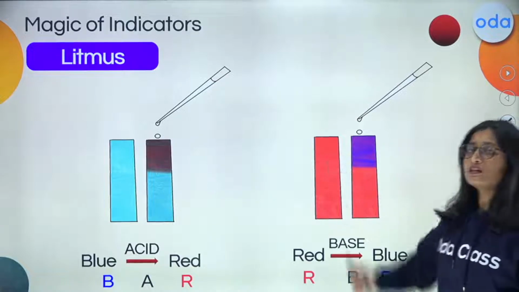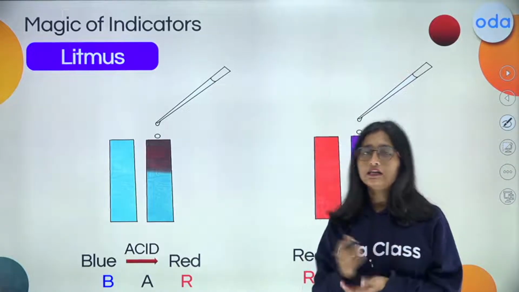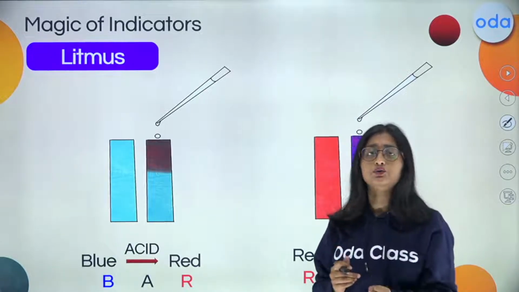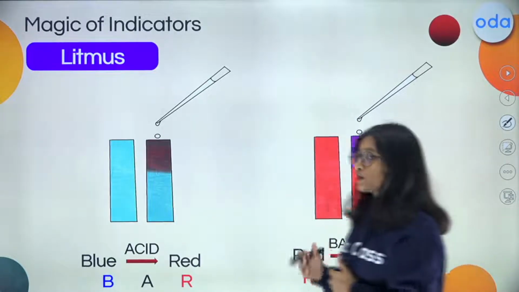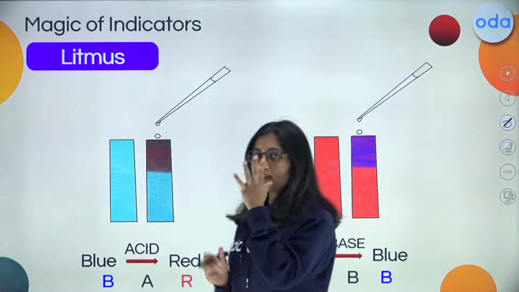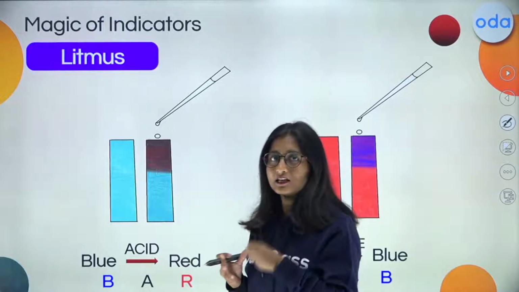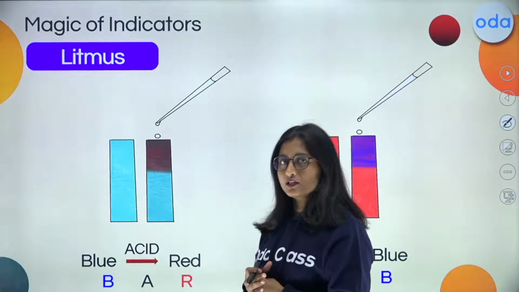Now, how is this lichen going to turn into litmus? We are going to extract the solution. That is going to be dipped into paper, and we will find how this paper turns into which color when acid is added to it and when bases are added to it.